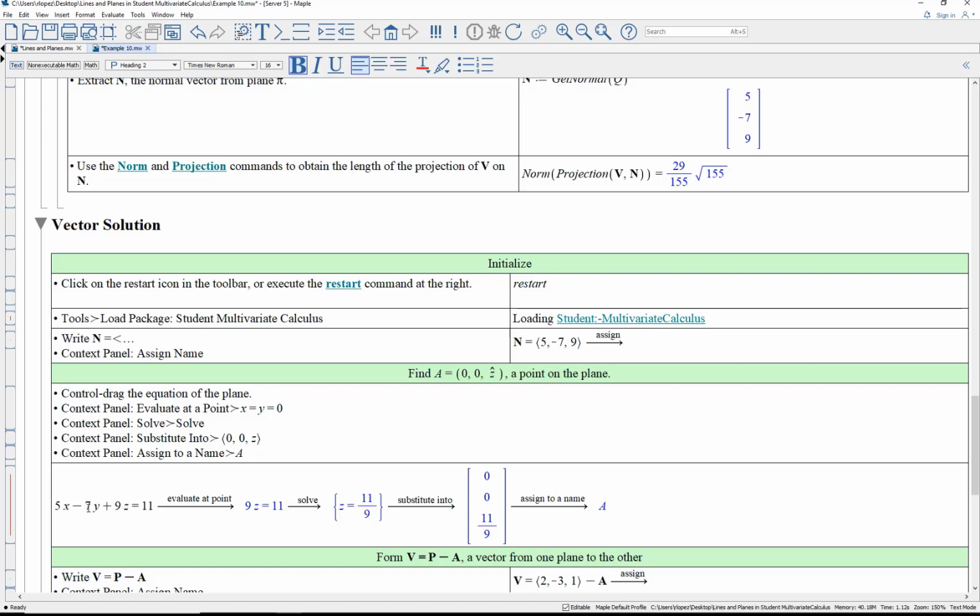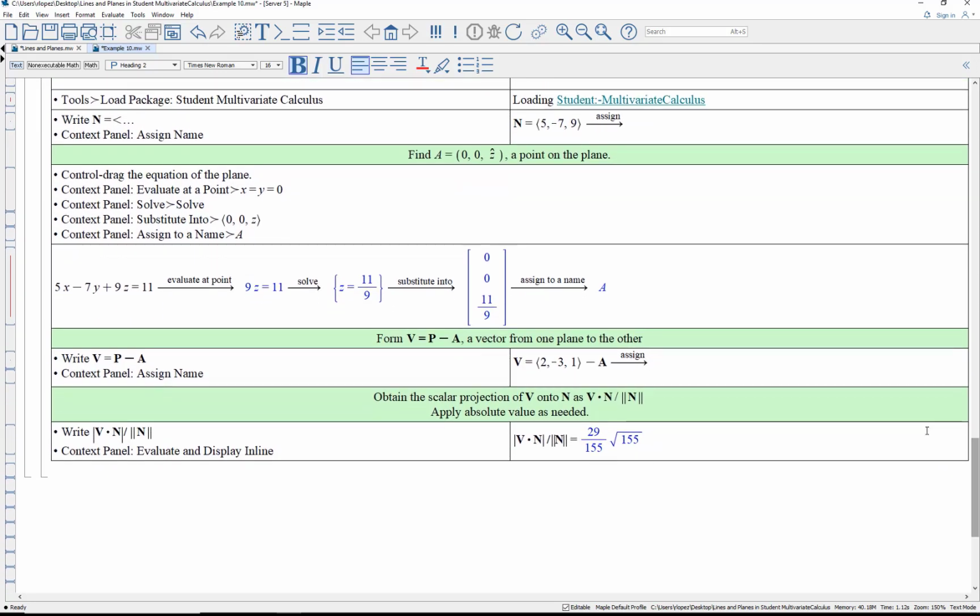So x is 0, y is 0, 9z equals 11. You solve that, or you can see that z is 11/9. Substitute into what? Substitute into the vector 0, 0, z. So you will get back the vector 0, 0, 11/9 and give that the name A. So there's your point on the plane. Then you need the vector V, which is from A to the point P. By subtraction, you get the vector V.